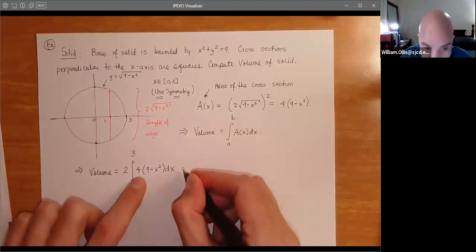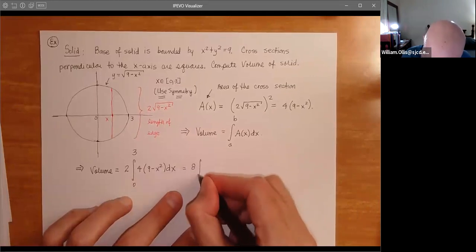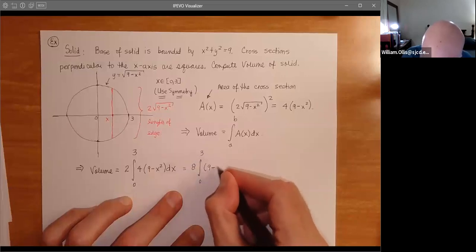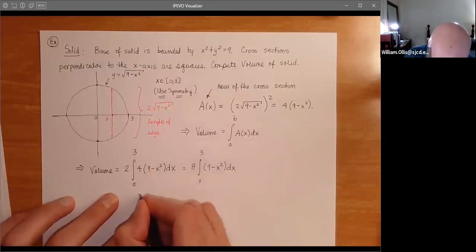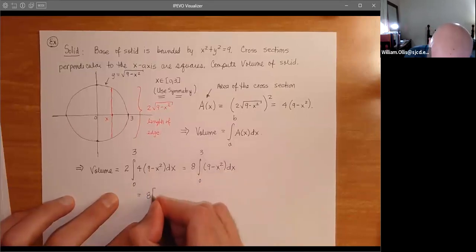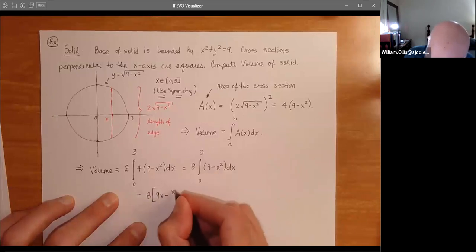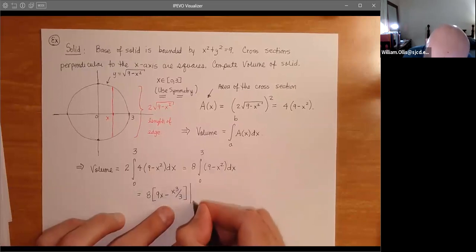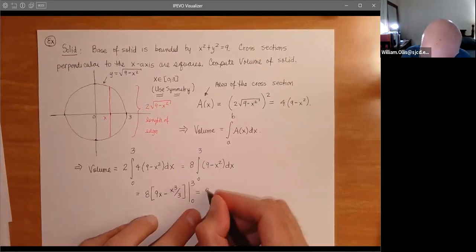So now we can factor the 4. Again, we love it when the integrals are so simple. 0 to 3, 9 minus x squared dx. So we have an 8. So this gives us a 9x minus x cubed over 3, from 0 to 3. Again, the lower limit 0 annihilates everything. So we get 8.